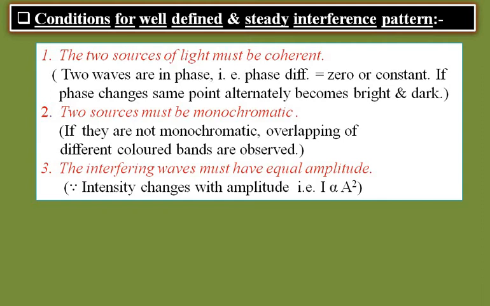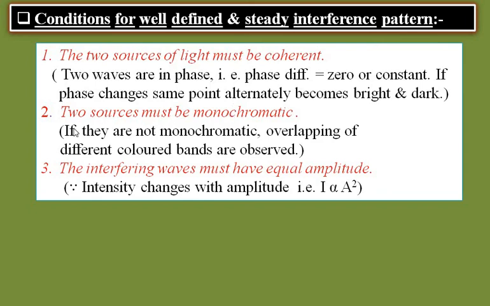Coherent means the two waves of light must be in the same phase. The two sources of light are in the same phase, that is, the phase difference is either 0 or constant. If the phase difference changes, one and the same point alternately becomes bright and dark. To avoid this, the two sources must be coherent.